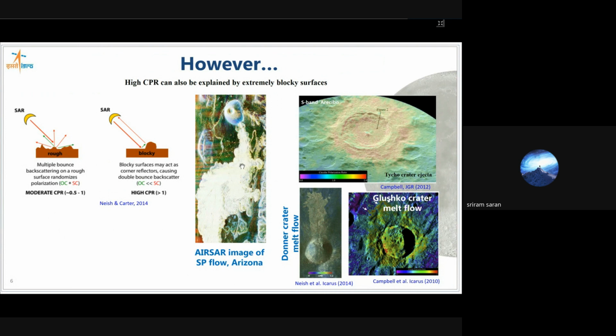This is an image of SP crater flow in Arizona. This is a blocky andesitic lava flow. And then on the right, you have lunar examples. This is the Tycho crater on the top, which is a very young crater with all its ejecta distributed around the crater. And then a couple of other two craters which were detected in radar images having such blocky flows, impact melts, having these kind of very high CPR values.